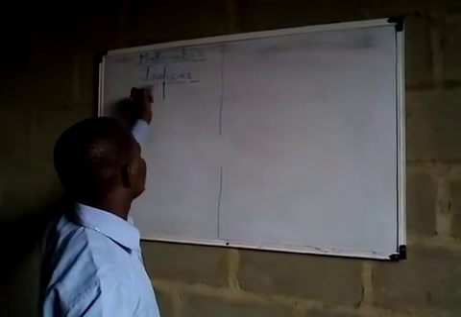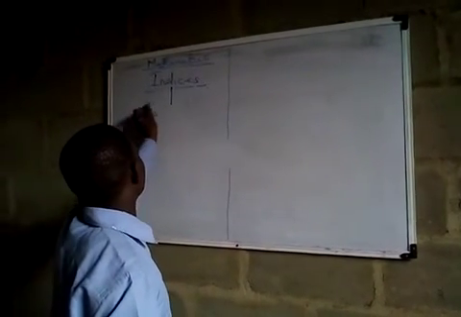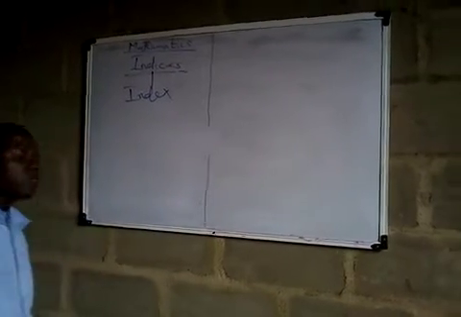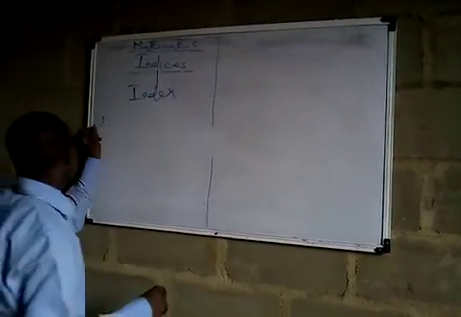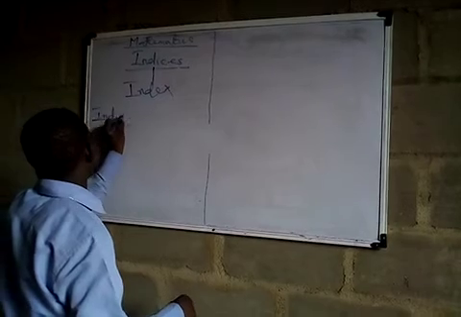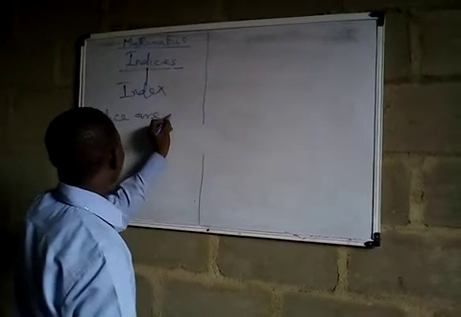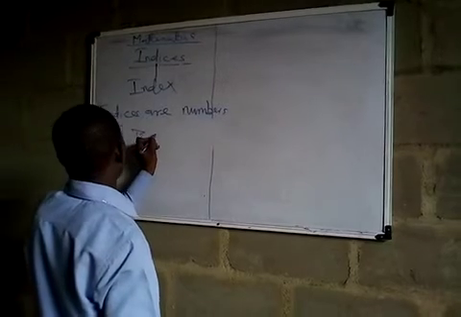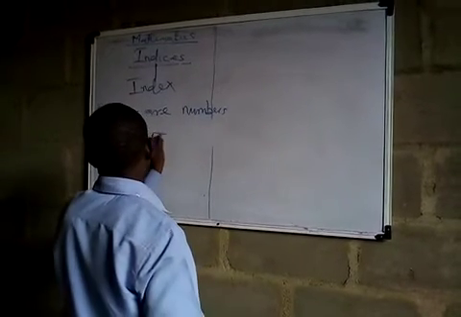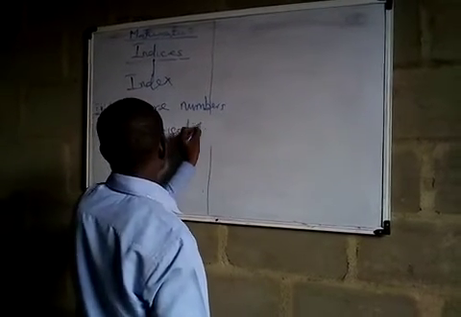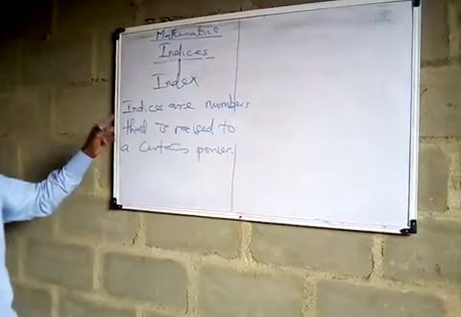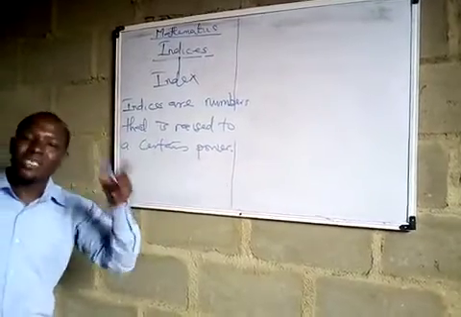Indices is the plural; the singular word is index. Can I ask, what are indices? Indices are numbers that are raised to a certain power. Say, indices is a number that is raised to a certain power.